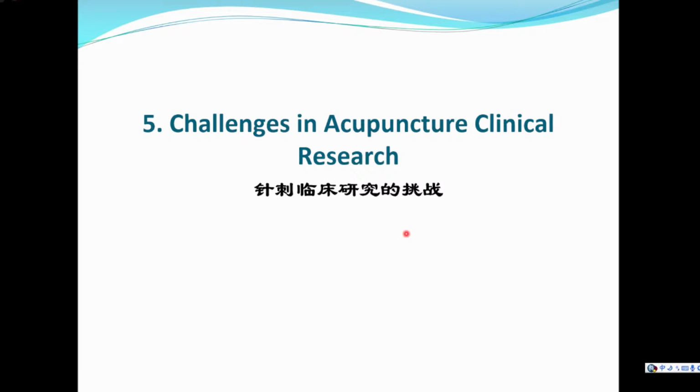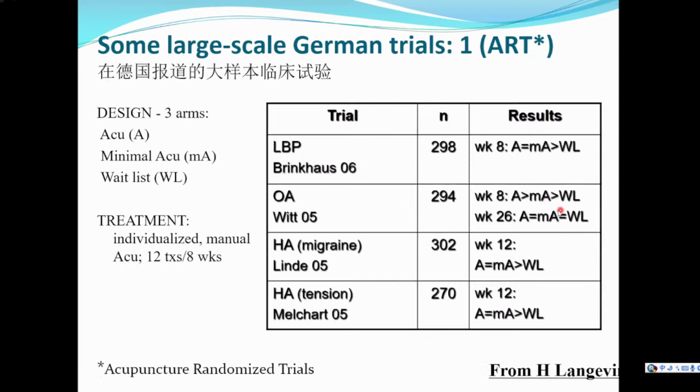Then we discuss why some studies show acupuncture no better than control. If you look at the large study in Germany, they studied low back pain in 300 people, with an 8-week treatment. A means acupuncture treatment. M is minimal acupuncture, where they insert very shallowly. And WL is waiting list, that means no treatment.